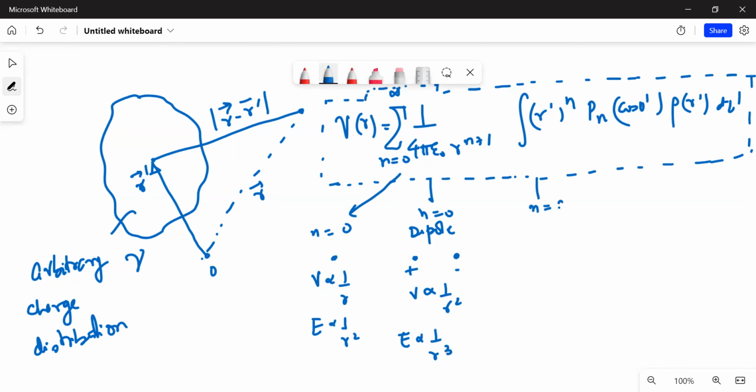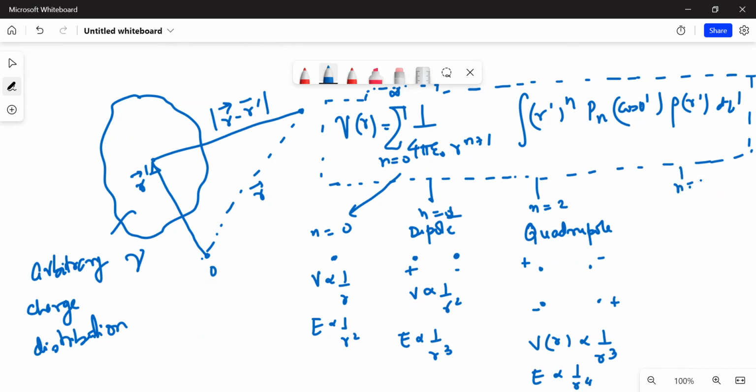For n equal to 2, you will get what you know as the quadrupole arrangement. One quadrupole arrangement is a square quadrupole, which will have plus minus, plus minus, so equal and opposing dipole moments. Here your potential as a function of r would be inversely proportional to r cube, and your electric field will be inversely proportional to r to the power 4.